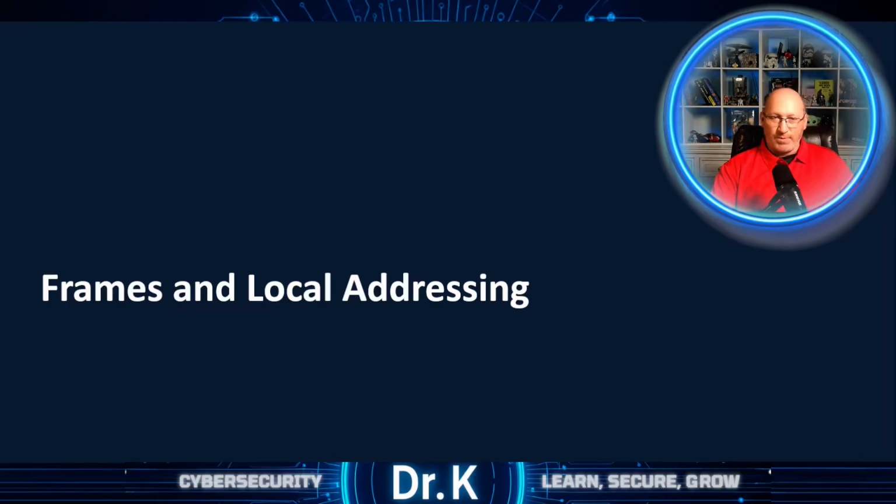Now that we've established why the link layer exists, we can move from philosophy over to structure. If the link layer is responsible for moving data one hop at a time, the next question becomes, what exactly does it send across that link? The answer is frame. In this module, we're going to unpack what a frame is, why it exists, and how local addressing allows devices to deliver data within a shared network segment.